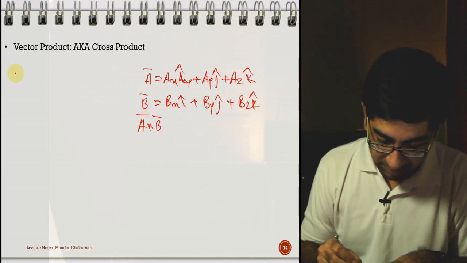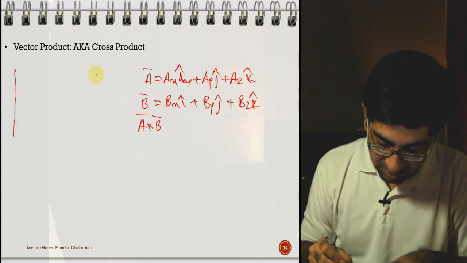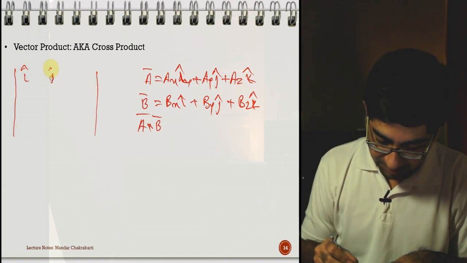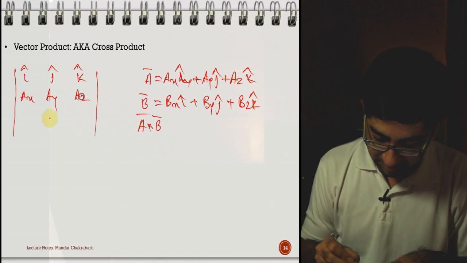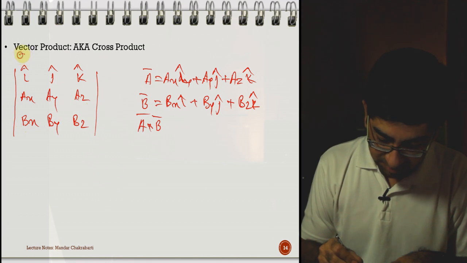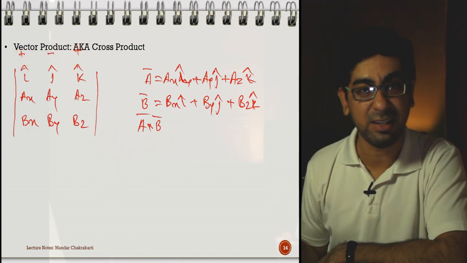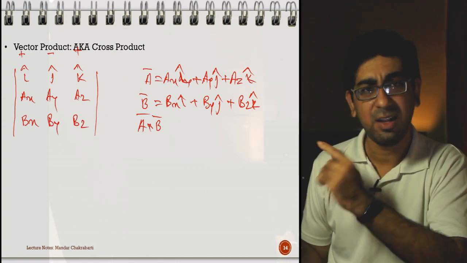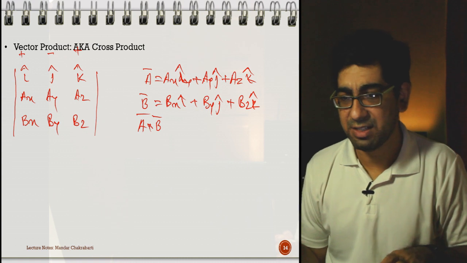So to get the cross product between these two, what we need to do is calculate this determinant, which is i, j, k, ax, ay, az, bx, by, bz. And there are some sign conventions associated which are given by these. Okay, so let's take this step by step.